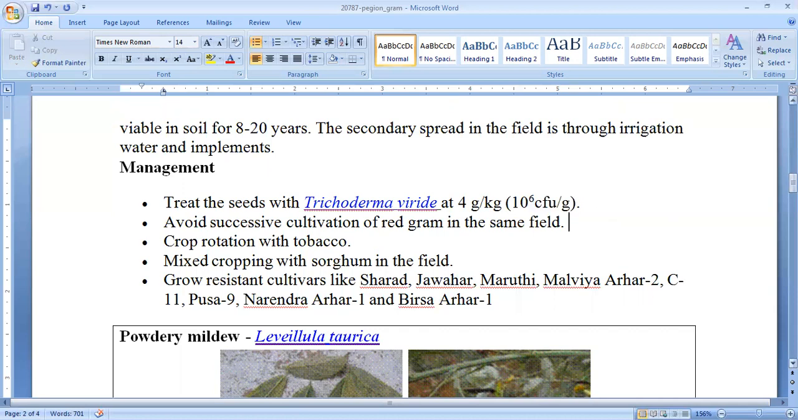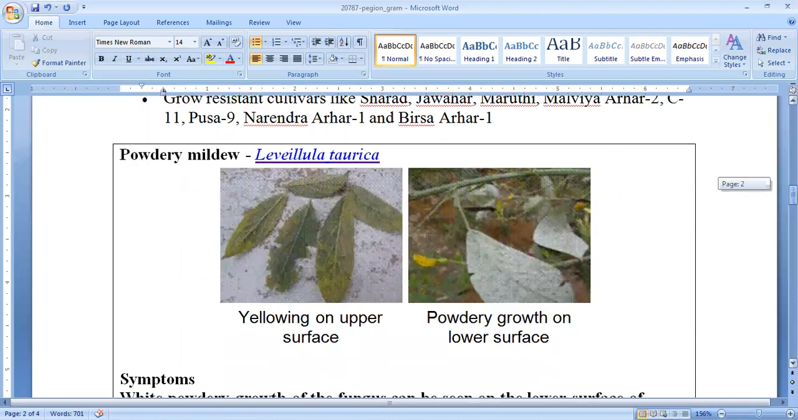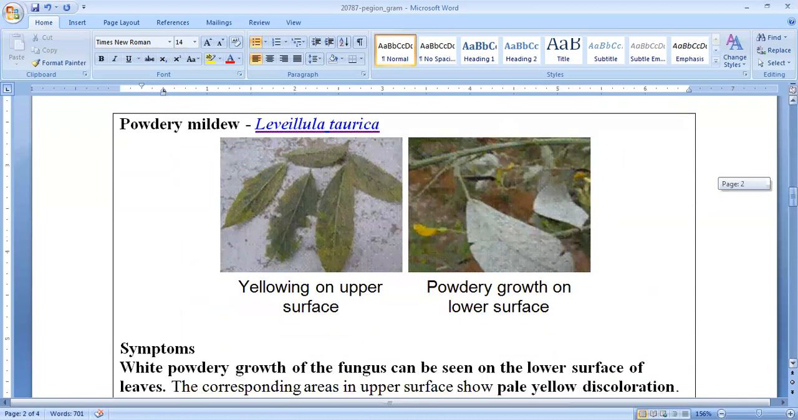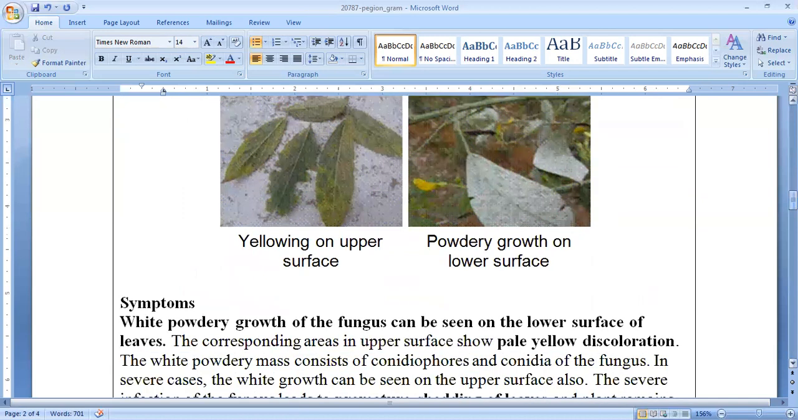The second disease we are going to take is powdery mildew caused by Leveillula taurica. Now, the main symptom is white powdery growth of the fungus on the lower surface of the leaf. So here you see the lower surface, and the corresponding upper surface shows pale yellow discoloration.